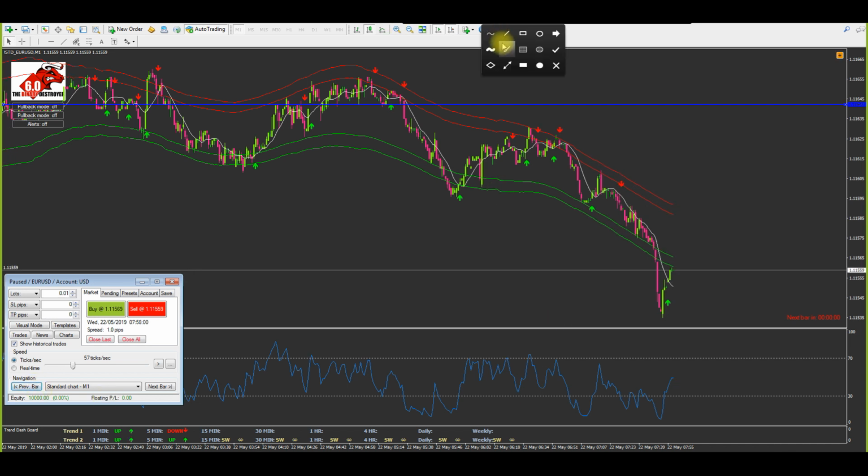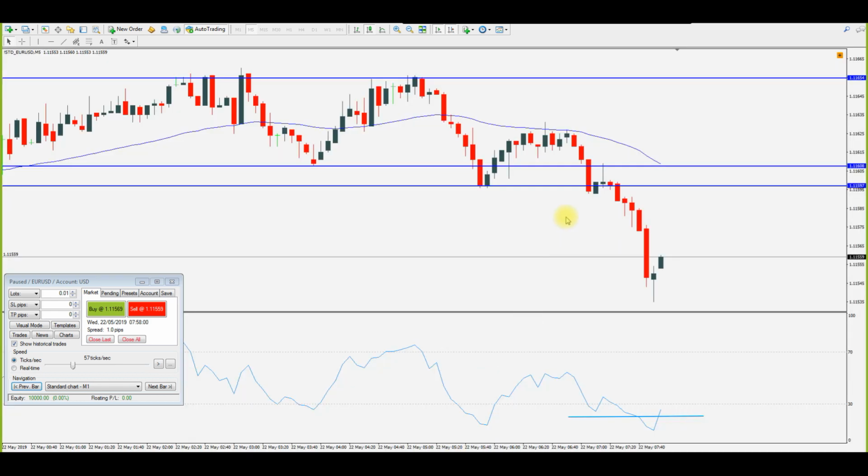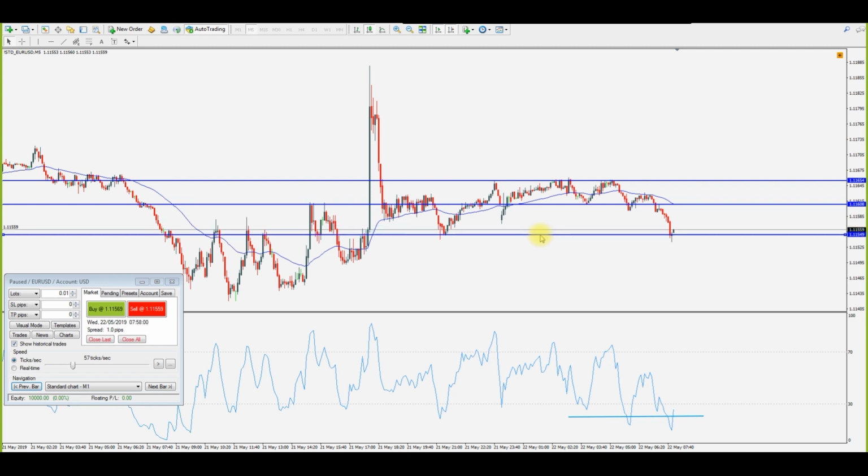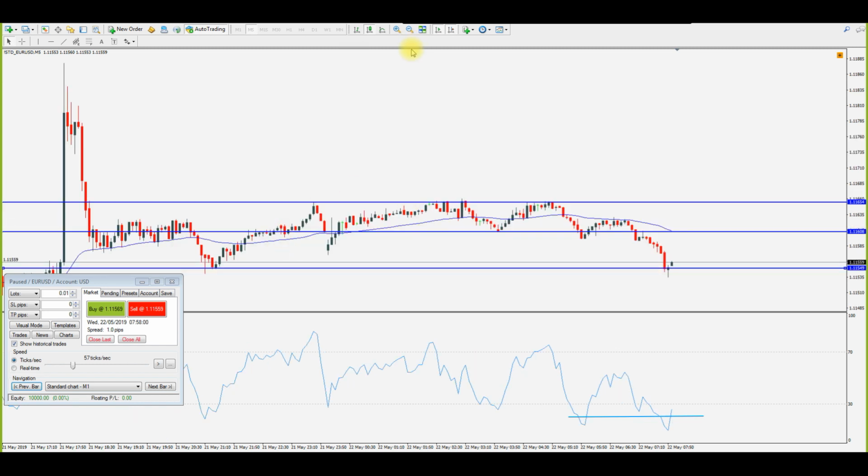Okay, momentum slowing down on the RSI. You know what? I probably wouldn't take this trade. Have we got support on the 5 minutes? In fact, I would take this trade all day long.